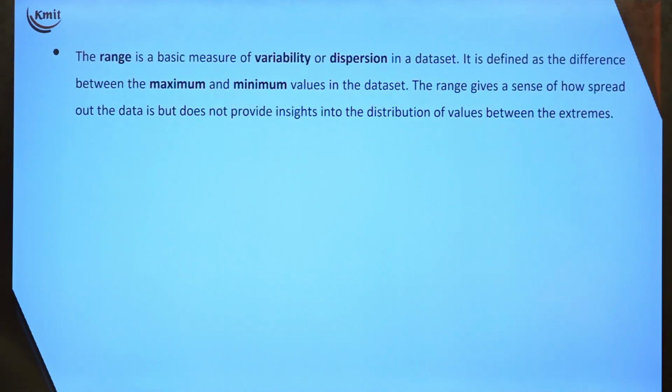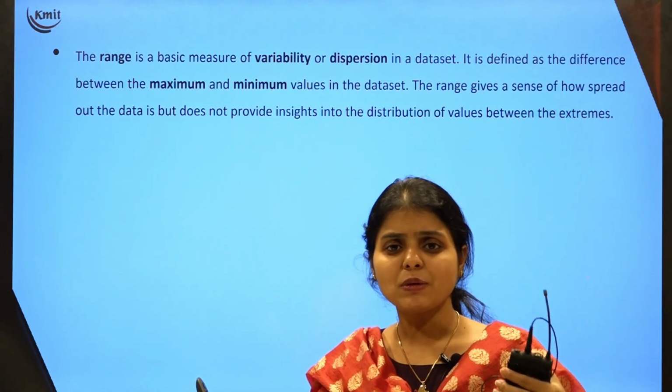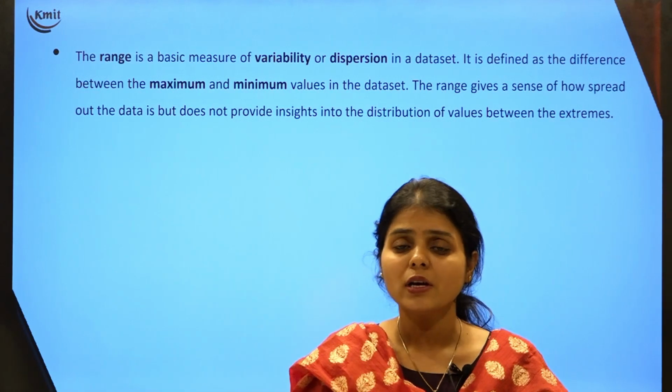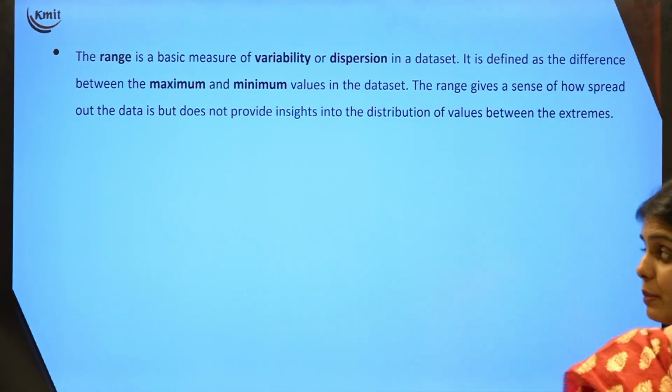Next, talking about range. Range is the basic measure of variability, or how far the data is spread. This is defined as the difference between the maximum and minimum values in the data set. When I talk about how the data is spread, we consider the minimum value and the maximum value and the difference between them. So the range indicates the difference between the maximum value and the minimum value.